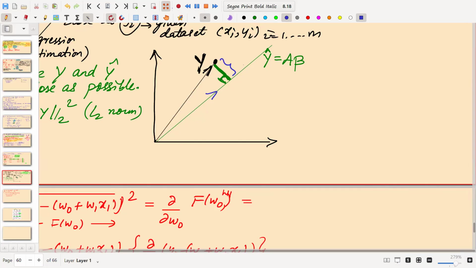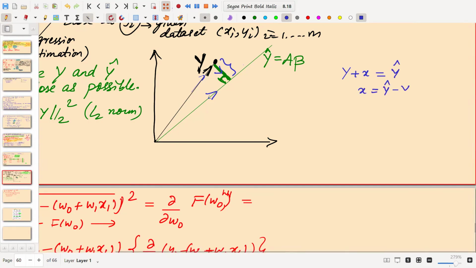I don't know whether you have gone through the trick, but it's usually like this: form a triangle. Write y, then go like this and write something x, in the opposite direction so that it equals the resultant, that is y cap. Then x is nothing but y cap minus y. So the x vector we took is nothing but y cap minus y.